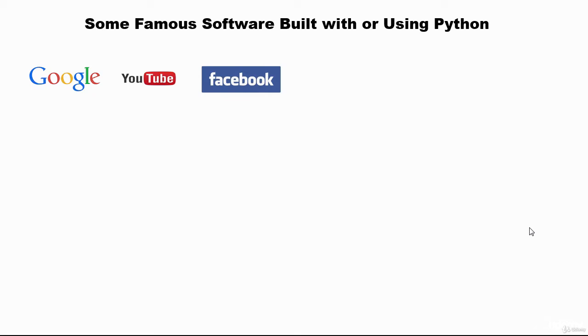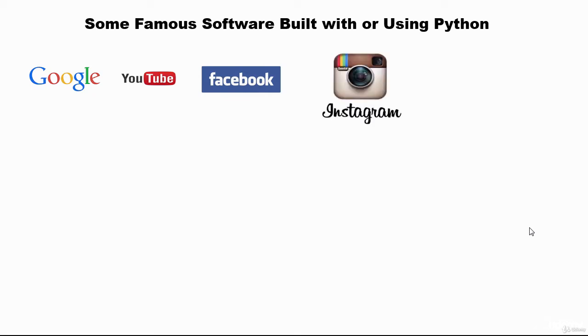Python can also be found used in some of the most famous websites on this planet. You can find the software either being used to build them or used to run these famous websites in one way or another. For example, Google uses Python in its App Engine. YouTube uses Python as well. Facebook uses Python in some of its internal scripting.